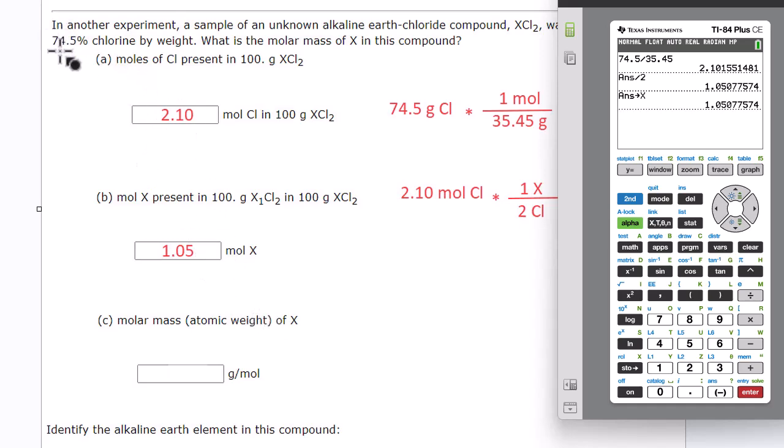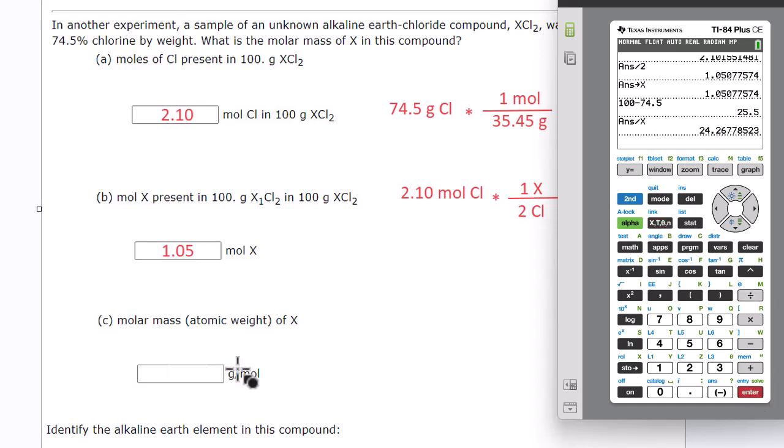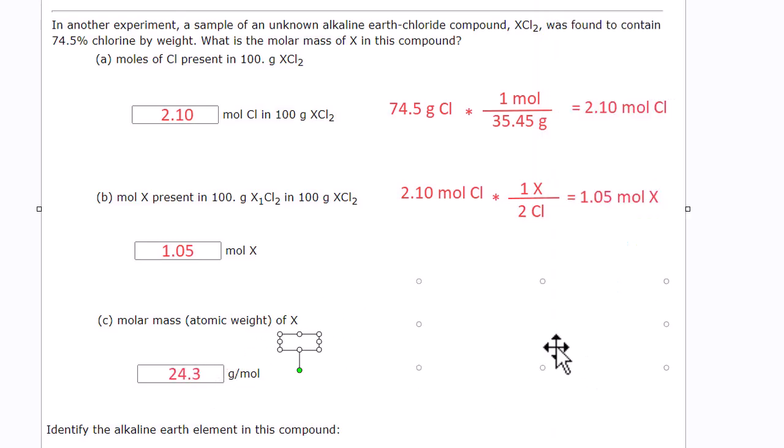Well, if you've got 74.5% chlorine by weight, if you take 74.5 and subtract that from that 100, you have your mass, 25.5 grams. Well, you've got 25.5 grams of X. That's that weight. You've got the moles of it. So all you have to do is take grams divided by moles. And we know the moles. That was our X. Enter. We've got a mass of 24.3.